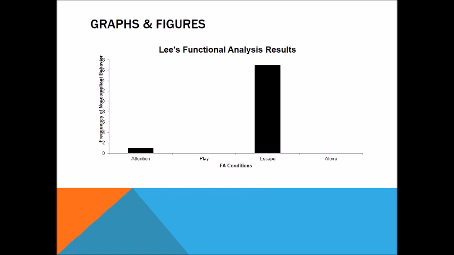It makes sense that the escape condition had the most non-compliant behavior because in the play and alone conditions, the opportunities to engage in non-compliant behavior simply weren't present. There were a couple of instances of non-compliant behavior during the attention phase, but it wasn't enough compared to the escape condition.